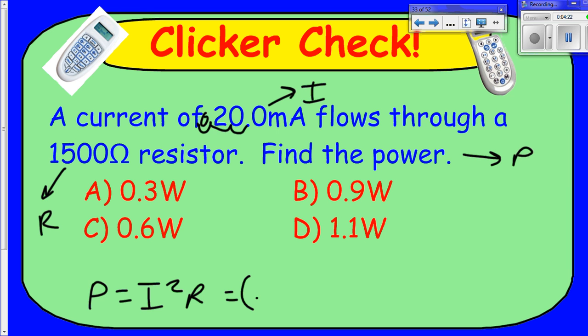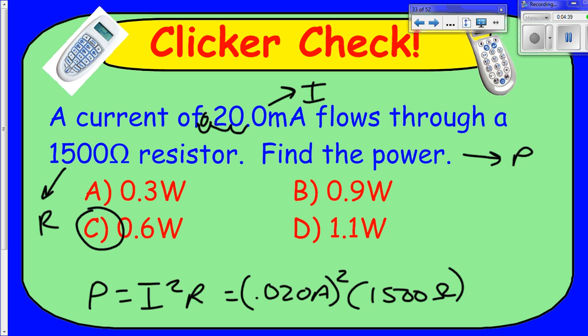So 0.020 amps squared times my resistance of 1500 ohms. 0.02 squared times 1500 ends up giving me 0.6 watts is my answer, which is answer C. This concludes the video on power.